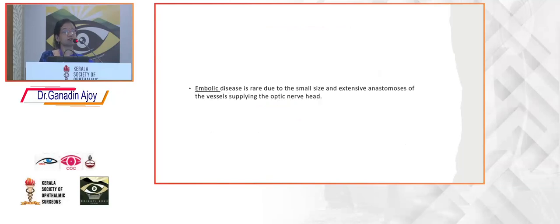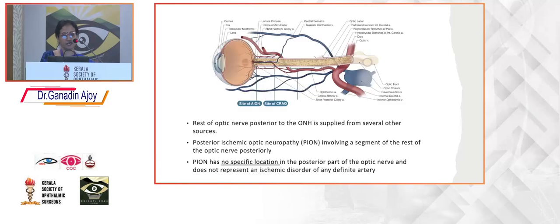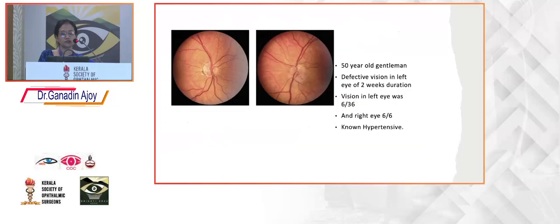Embolic disease is rare. This is because of the small size and the extensive anastomosis of the vessels that supply the optic nerve head. Whereas a posterior ischemic optic neuropathy has no specific location, any part beyond the ONH up to the chiasma, and there is no specific definite artery to pinpoint. So let's get into a case.